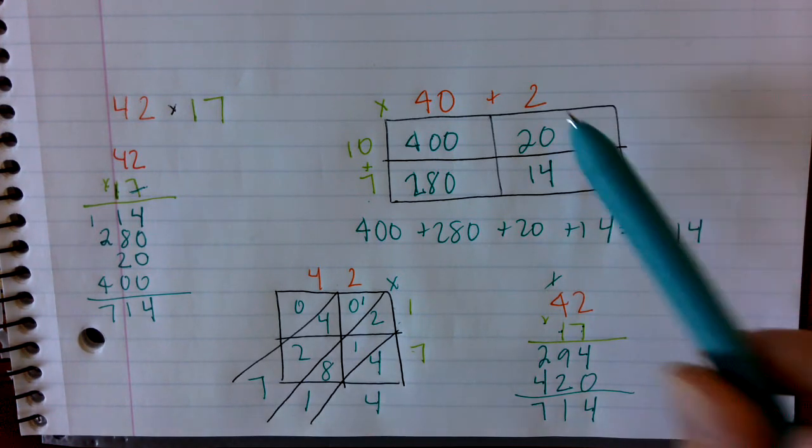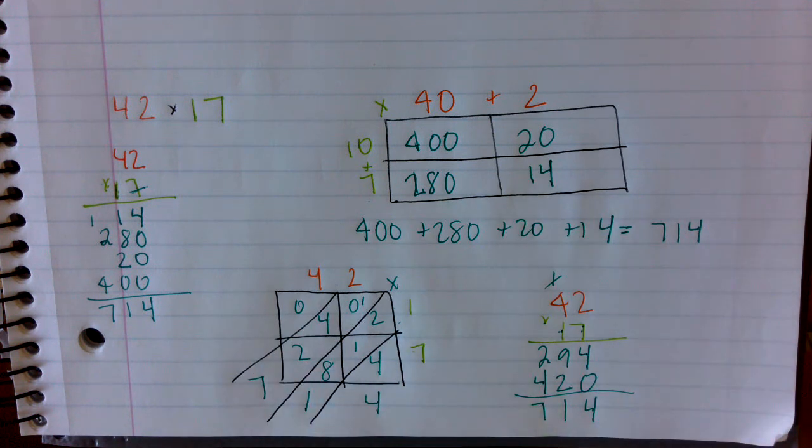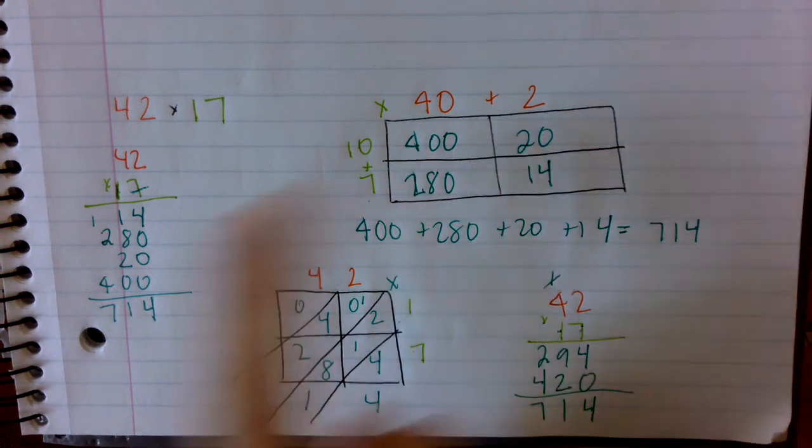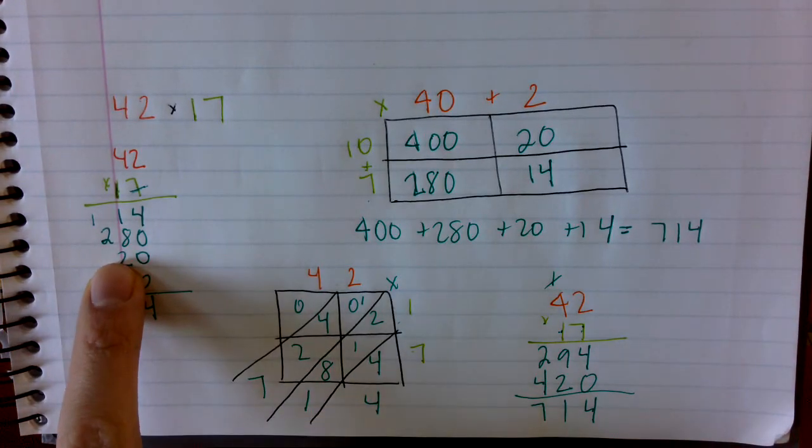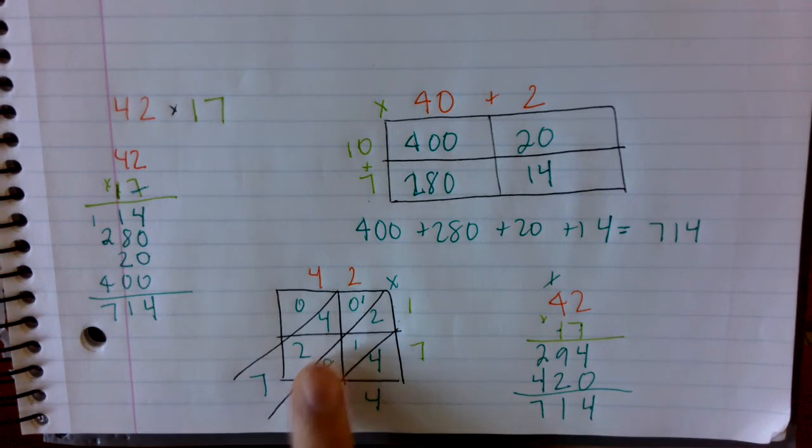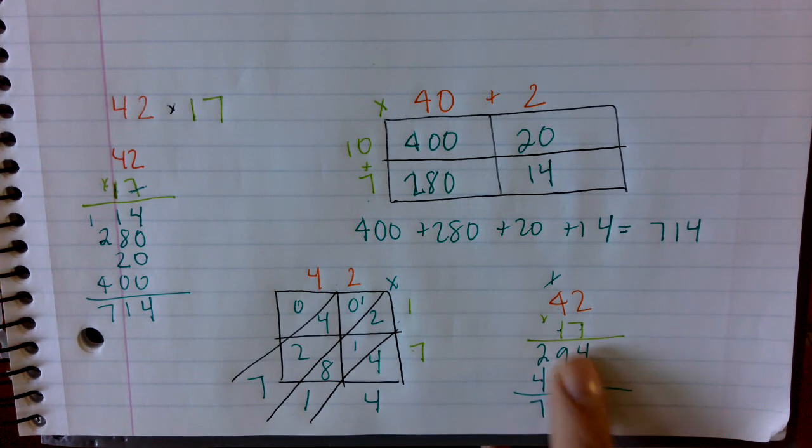So you can do it any of these 4 ways. Now your assignment is to go ahead and complete the 2 problems on the assignment page. You need to be using one of these 4 ways to solve the problems. Again: area model, partial products, lattice model, standard algorithm.